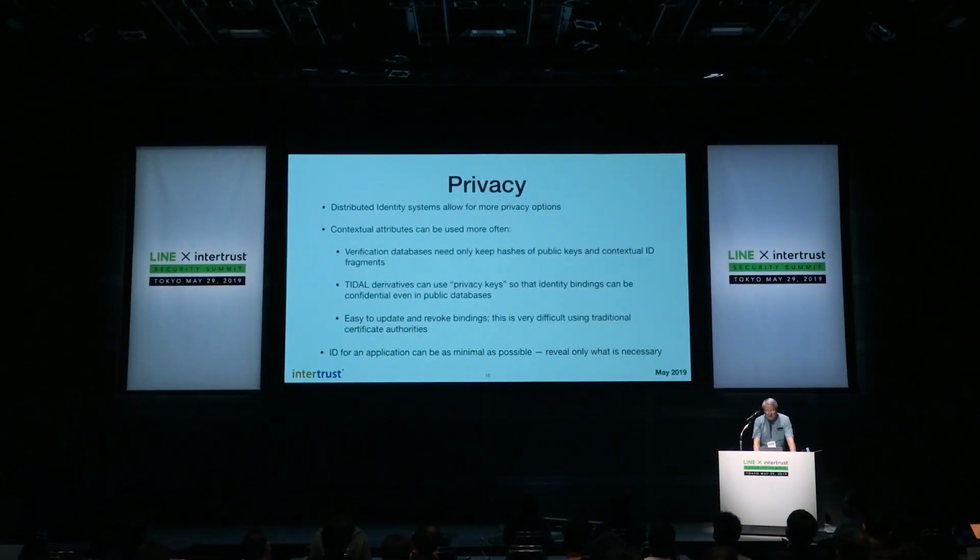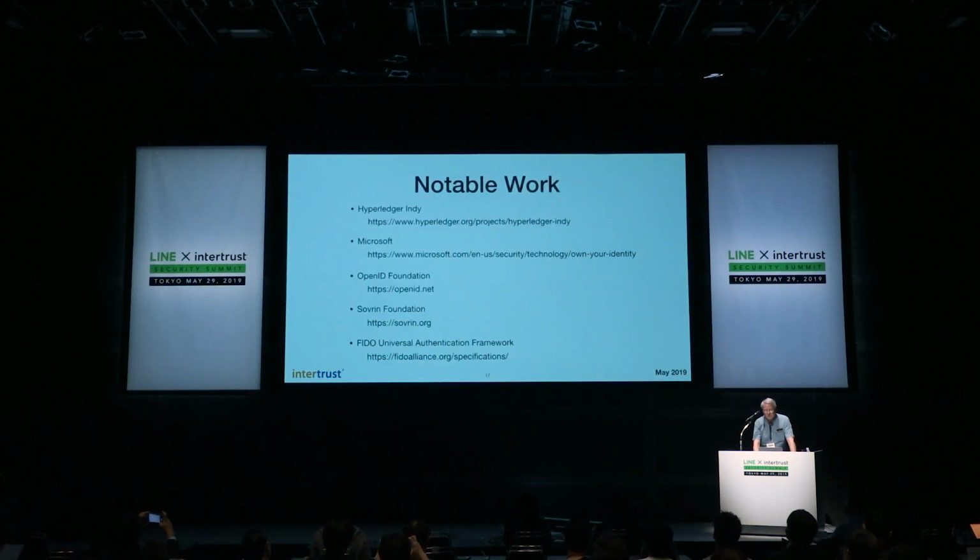But somebody who asks, is this binding correct, can look to see whether or not there's a hit in the hash table to determine that, yes, that's valid information. And the derivative will take care of things like revocation and updates and things of that sort. And then you can use things like privacy keys, which can actually help make that even more confidential. And then, again, the ID for an application can be as minimal as possible.